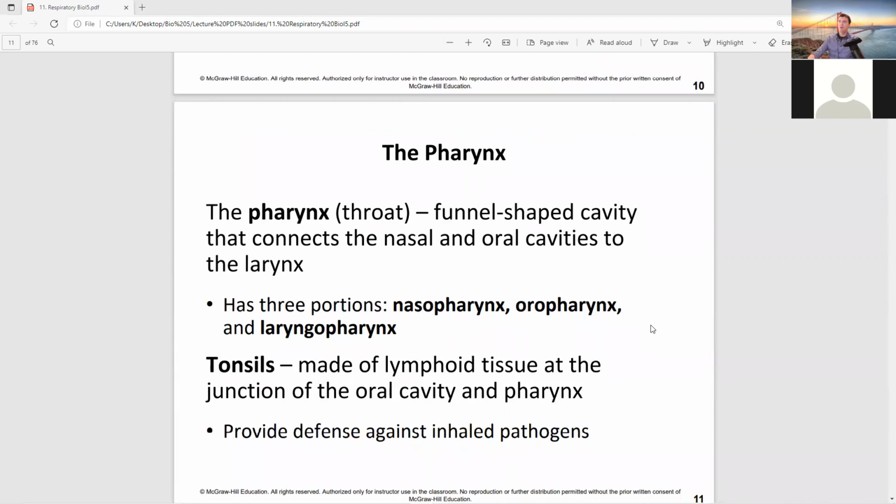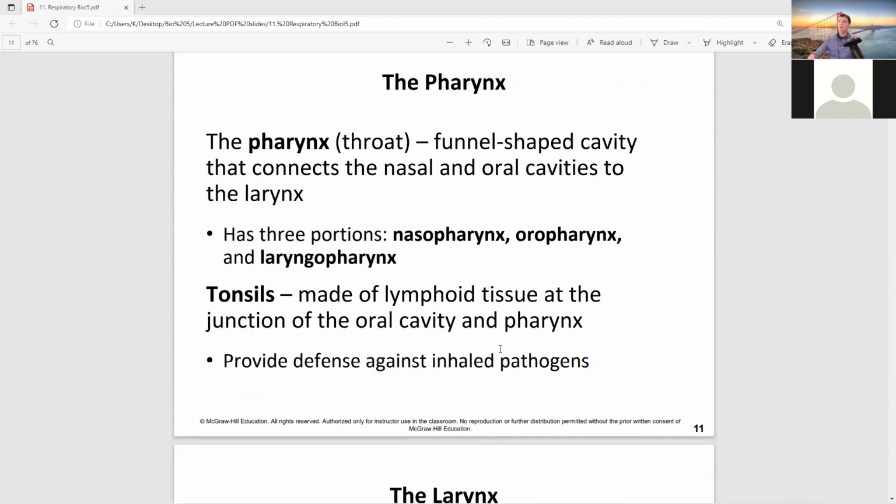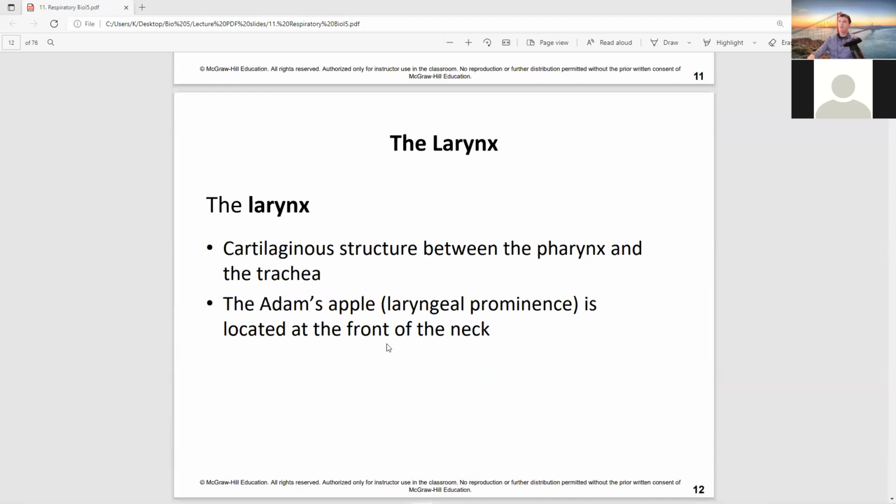So the pharynx, or the throat, is a funnel-shaped cavity that connects the nasal and oral cavities to the larynx. It has three portions: the nasopharynx, the oropharynx, and the laryngopharynx. The tonsils are made of lymphoid tissue at the junction of the oral cavity and the pharynx, and provide defense against inhaled pathogens. The larynx is a cartilaginous structure between the pharynx and the trachea. The Adam's apple, or the laryngeal prominence, is located at the front of the neck.